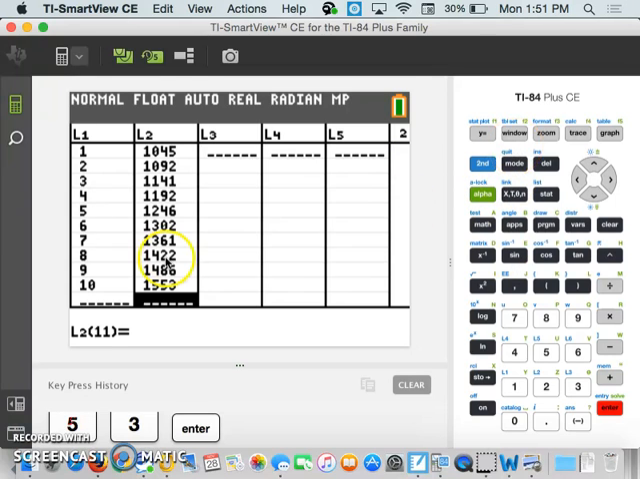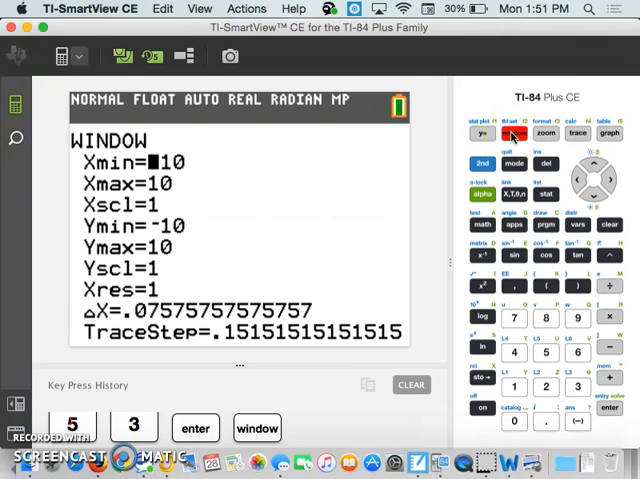So taking a look at my data, these are my x values here in L1, so my data can go from 1 to 10 or something thereabouts. And then in list 2, my minimum should probably be something around 1,000 or 900 because she did start with $1,000 and then go all the way up to about 1,600. So I need to adjust my window to reflect that.